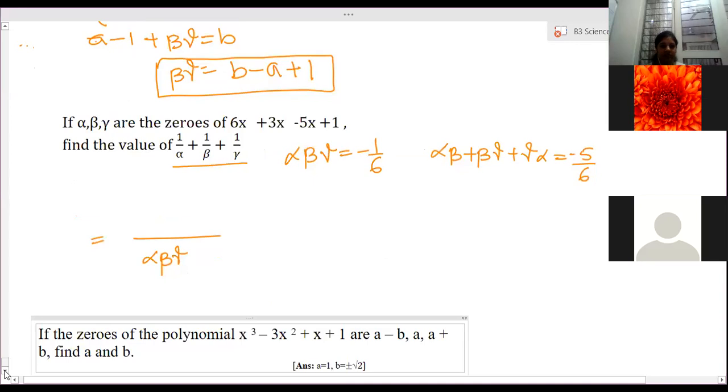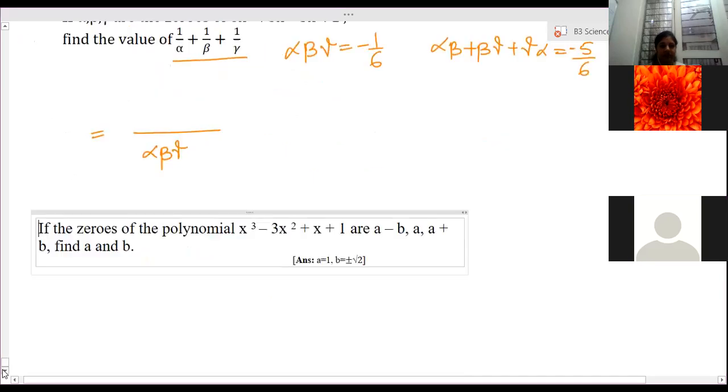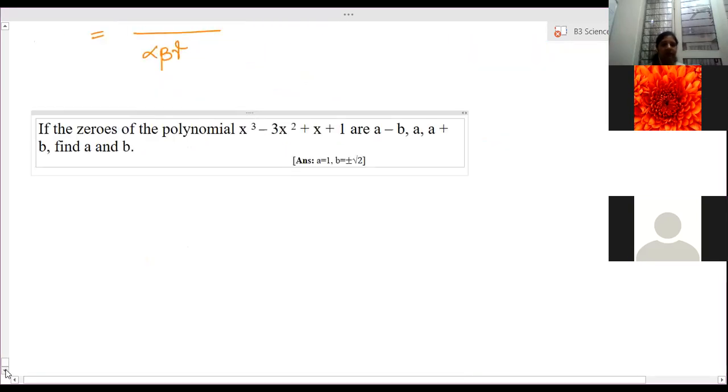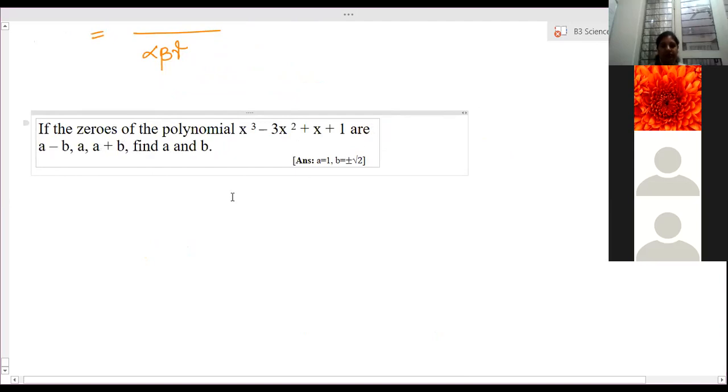This is the 56th one. Are you able to see? Now such questions are somewhat important and always asked. They have asked this question for 5 marks. So now what has to be done?